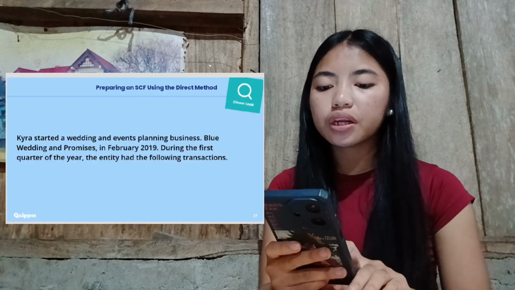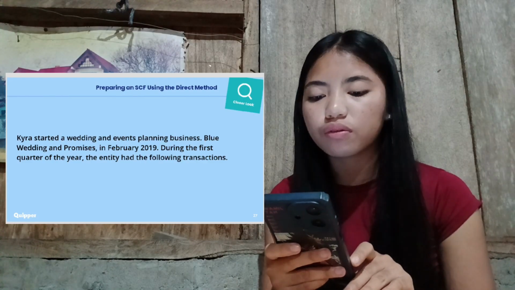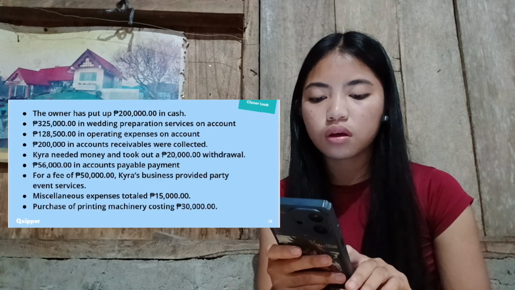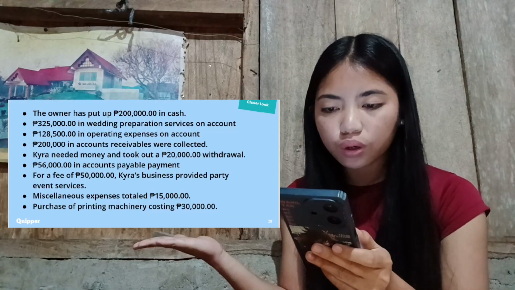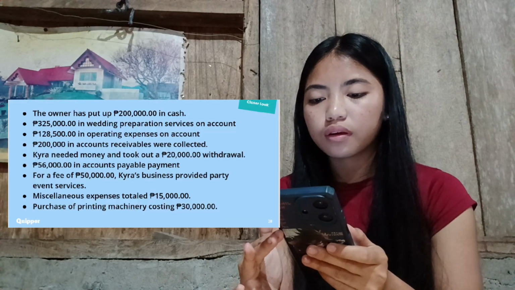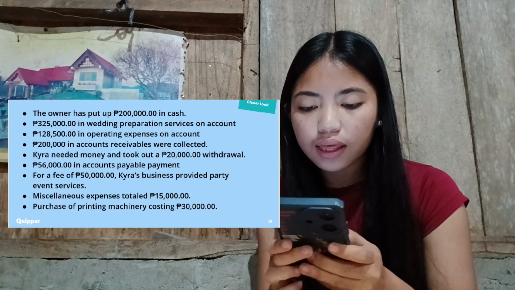So we have here an example of preparing a statement of cash flows using the direct method. Kyra started a wedding and events planning business, Blue Wedding and Promises, in February 2019. During the first quarter of the year, the entity had the following transactions. So these are the transactions. Kindly take a look. There are 9 transactions. And now, let me show you the statement of cash flows.